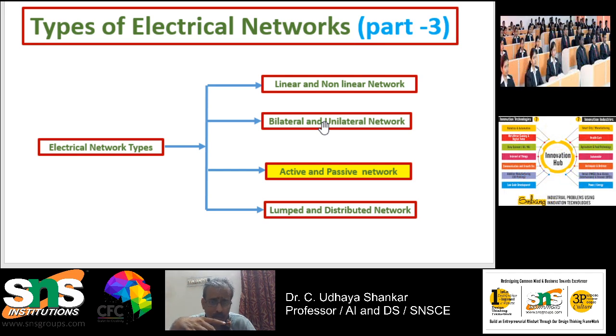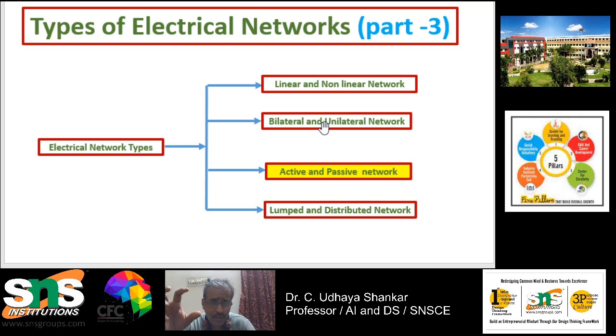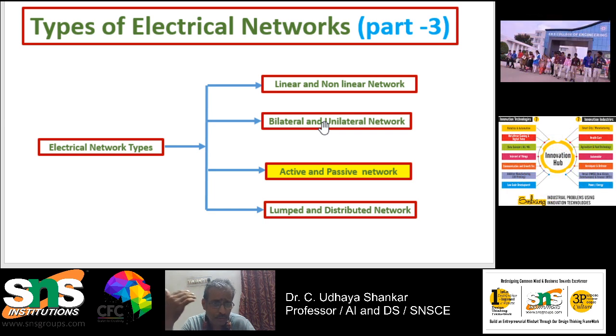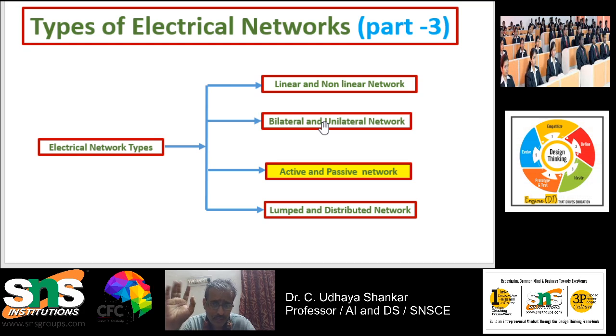If you don't have any voltage source, what are the other elements? It has only resistor, inductor and capacitor combinations. That particular network is called a passive network. Very simple to understand. An active network is a network having some source of energy. It may be a voltage source or a current source, whatever it may be. A passive network is a circuit which doesn't have any energy source.